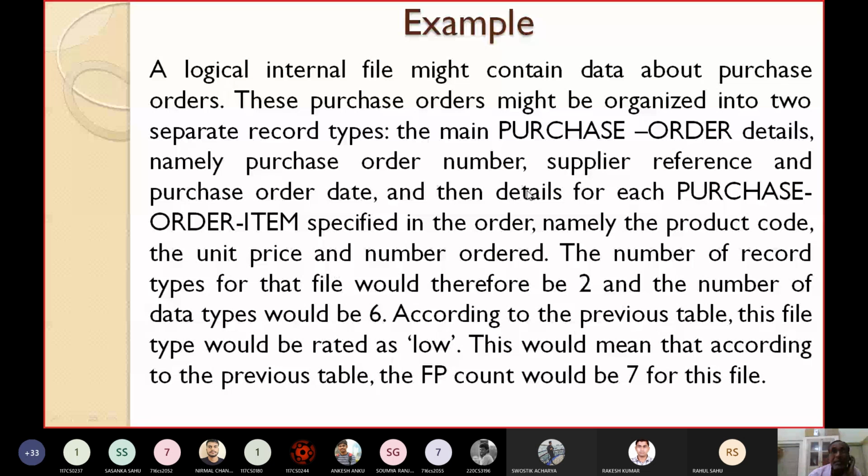So in the examination, if it is other than medium, that is low and high, the values will be given in the question. Otherwise, if it is medium, you have to remember these complexity values.